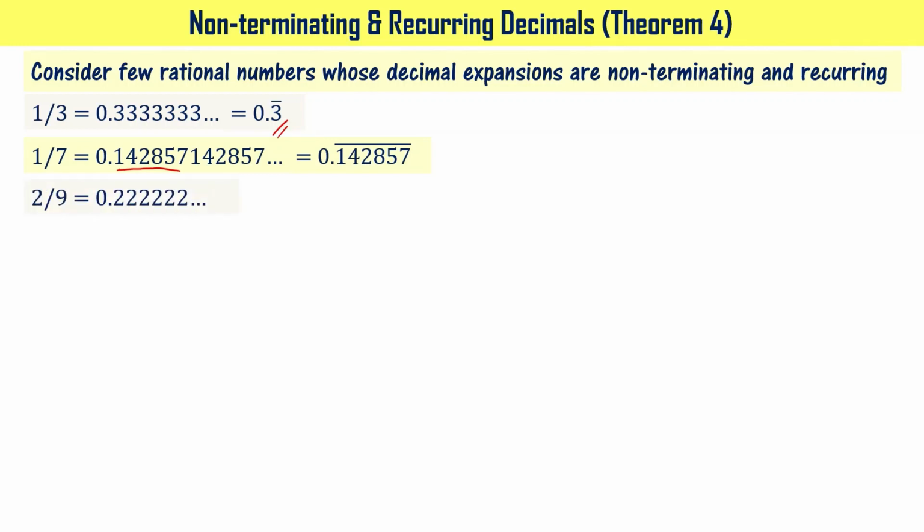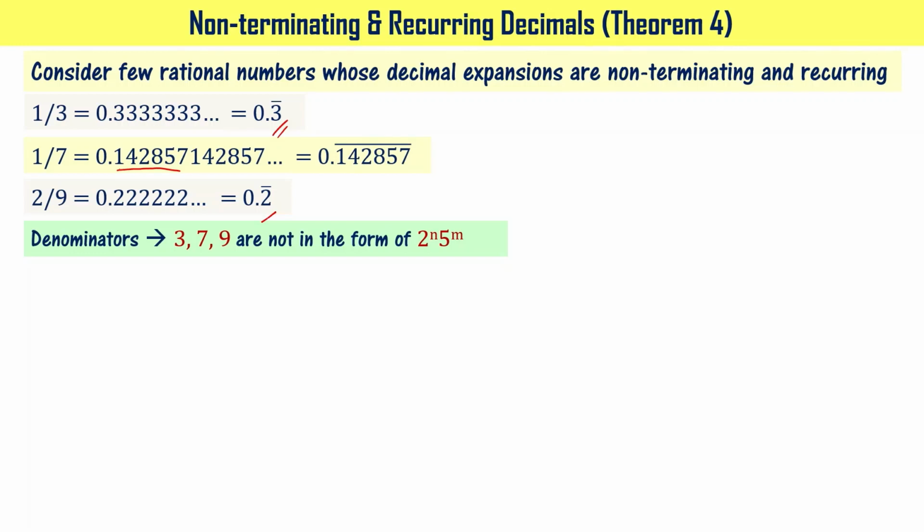2 by 9 can be written as 0.222 and so on. In this case, since digit 2 is repeating, I write it as 0.2 with an over bar on the 2 here, right? If you observe the denominators, number 3, number 7 and number 9, they are not in the form of 2 power n times 5 power m, right? And we have seen that all these decimal expansions are repeating and non-terminating, right?